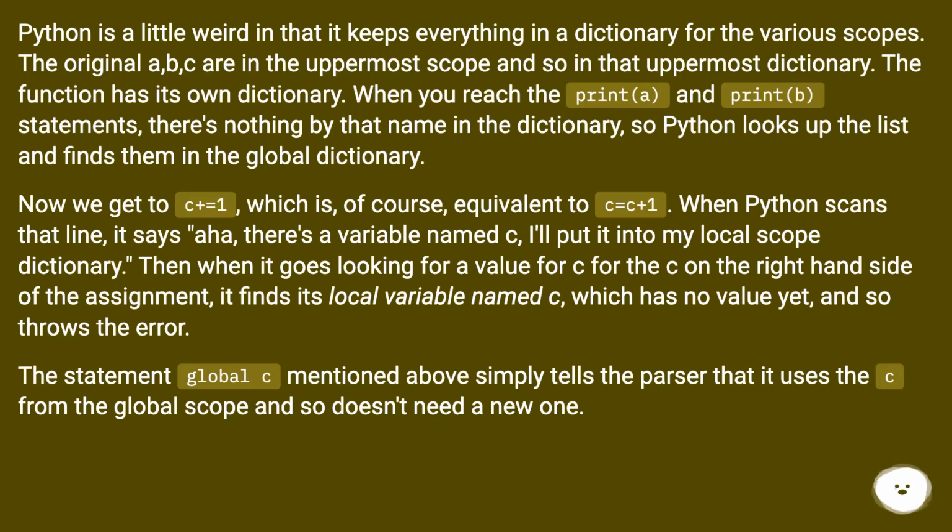Now we get to C plus equals 1, which is, of course, equivalent to C equals C plus 1. When Python scans that line, it says aha, there's a variable named C, I'll put it into my local scope dictionary. Then when it goes looking for a value for the C on the right hand side of the assignment, it finds its local variable named C, which has no value yet, and so throws the error. The statement global C mentioned above simply tells the parser that it uses the C from the global scope and so doesn't need a new one.